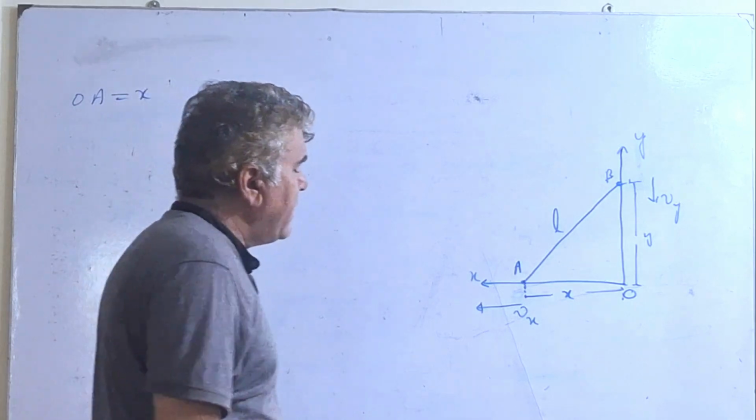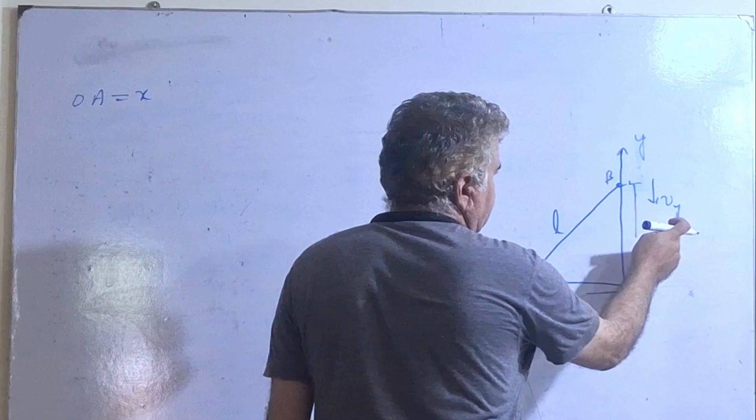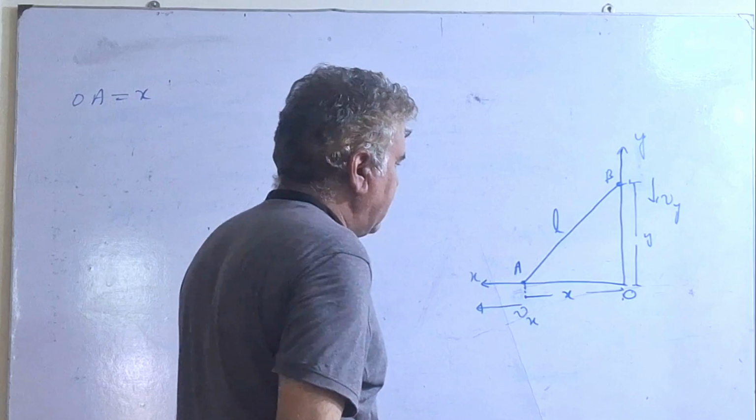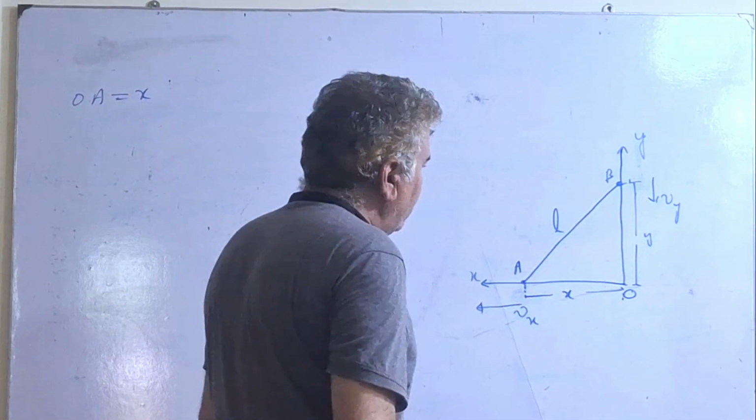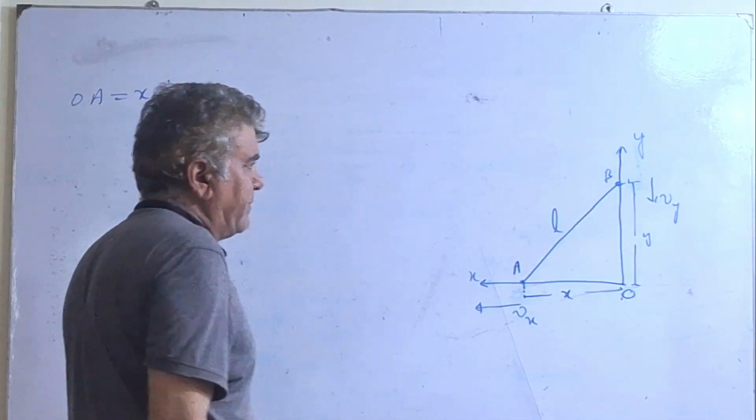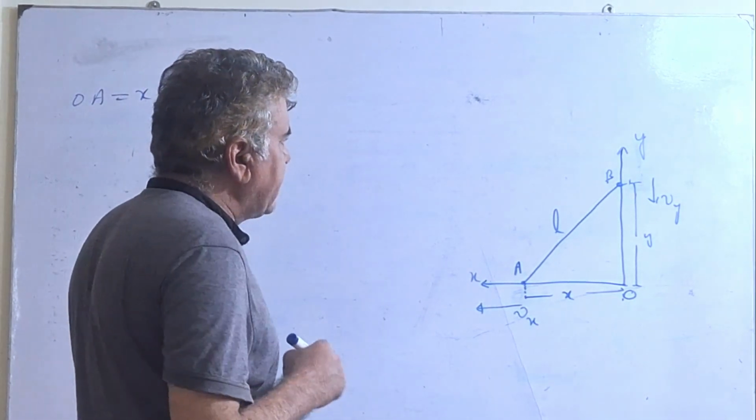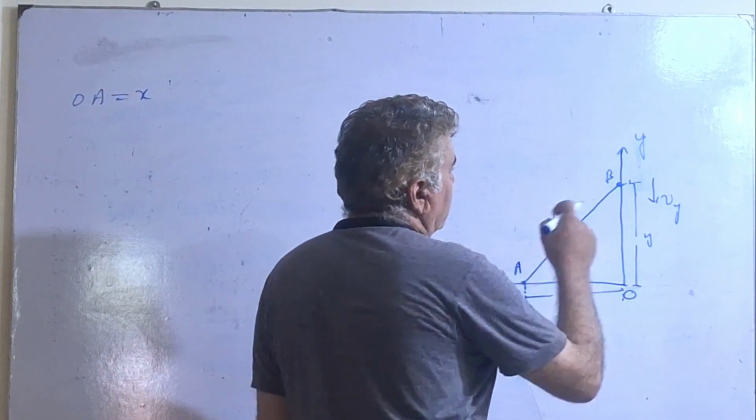Then the question is, if this end is falling with velocity Vy, what would be the value of velocity Vx? Will these two velocities be different, or will they be the same? So we want to find an answer to this question. But before answering it, let me point out one thing more.